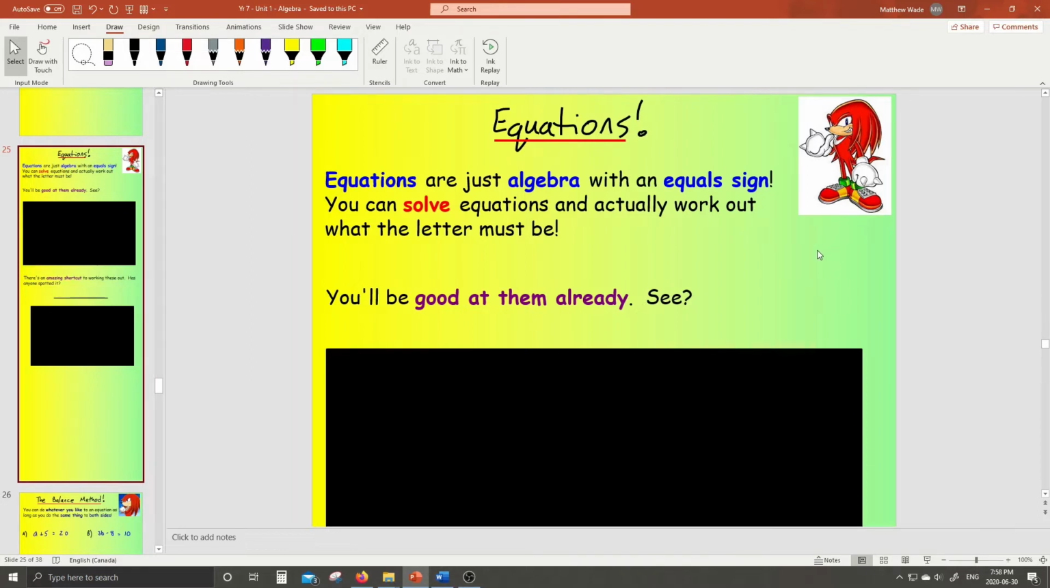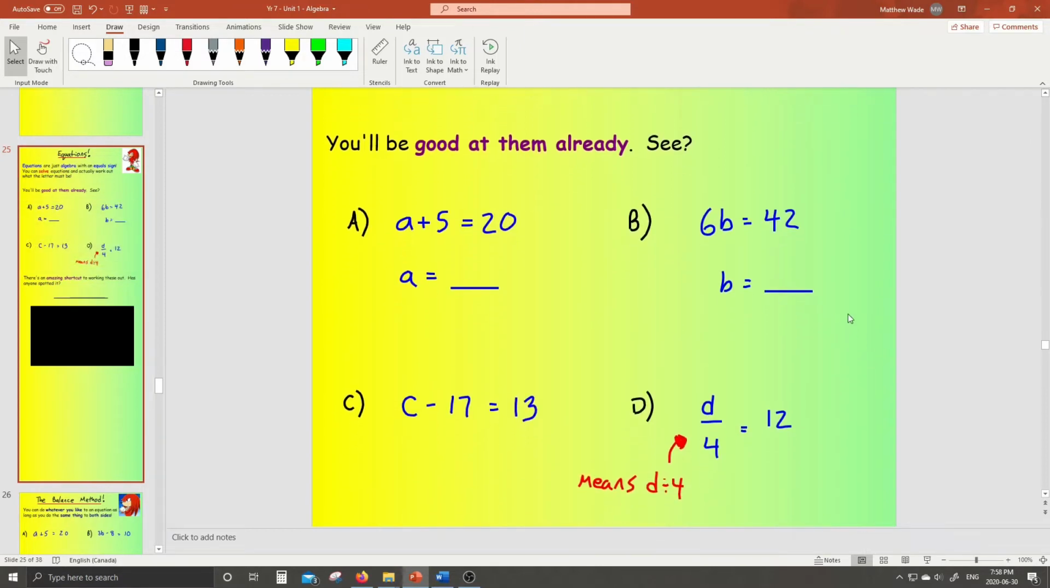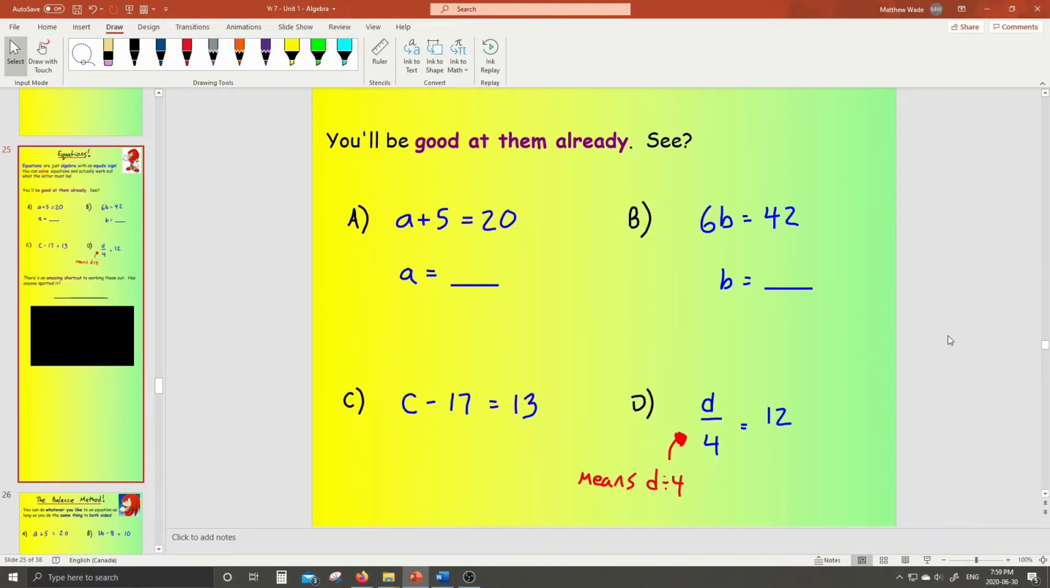So equations is a little bit different. We actually get to try to figure out what x is. Now, here's the thing. You'll already be good at this. Without me teaching you a single thing, I'll bet many of you have already got A and B, and now C, and probably even D done in the time I've just been waffling on. So let's just see if you get the basics behind it.